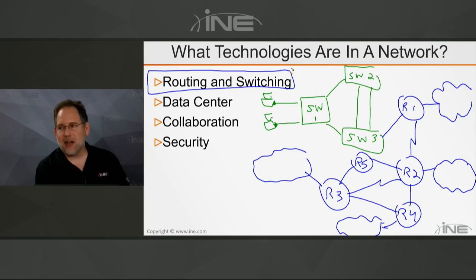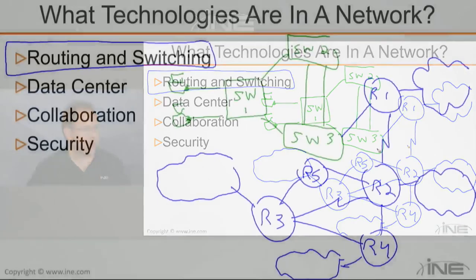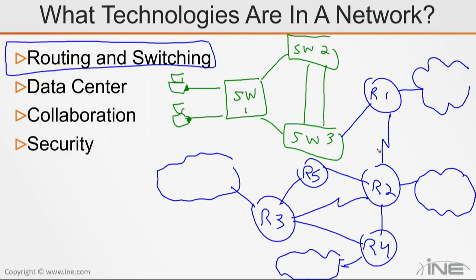So the technologies of routing and switching are, when we implement, for example, switches and routers into our network, there are certain protocols that they run, certain languages that they speak, that allow them to learn about the network, that allow them to learn about the different paths through the network, that allow them to learn what the best path is through a given network. For example, when one PC, this PC right here, sends information into this switch, how does the switch know where the information goes?